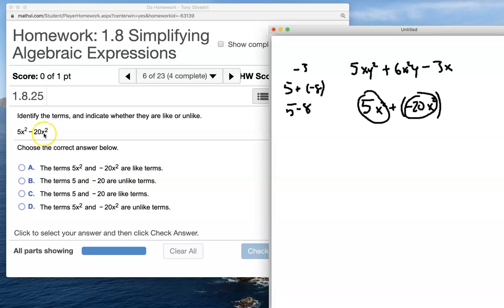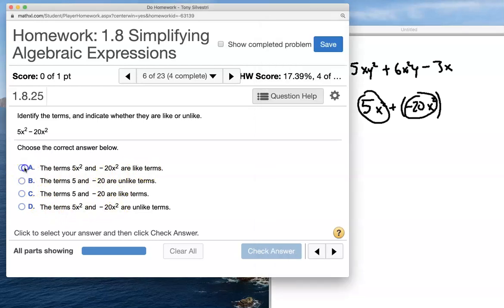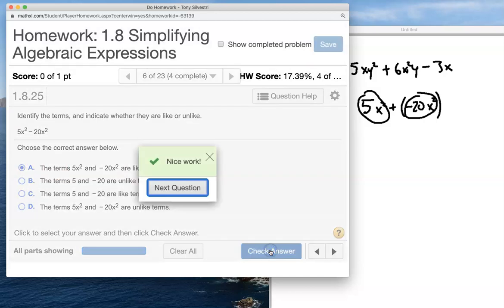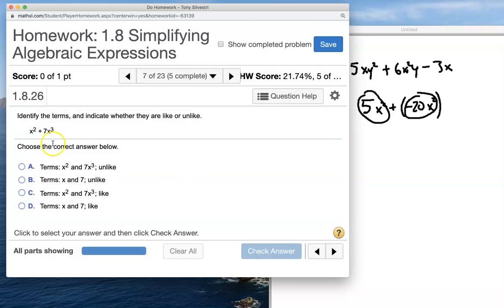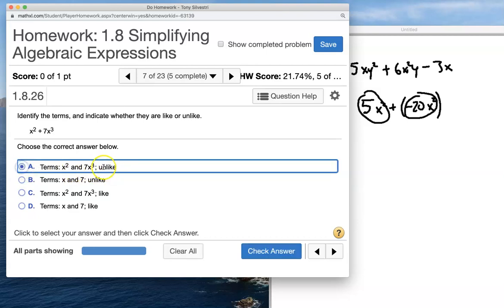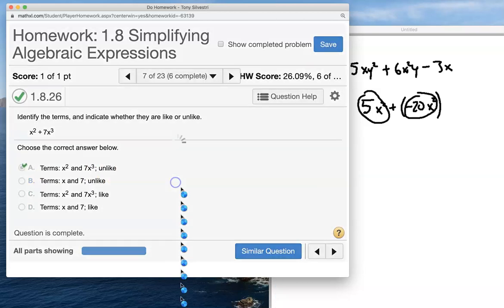The fact that the variables are the same and their powers are the same, they're like terms. It looks like it's A. Are these like terms? Nope, they're not like terms. I see two terms here. I see the same variable, but the powers aren't the same. And if they're not the same, they cannot be combined. They have to have the same look and feel. Same variables, same powers. X squared and 7x squared are unlike. Check your answer. There you go.